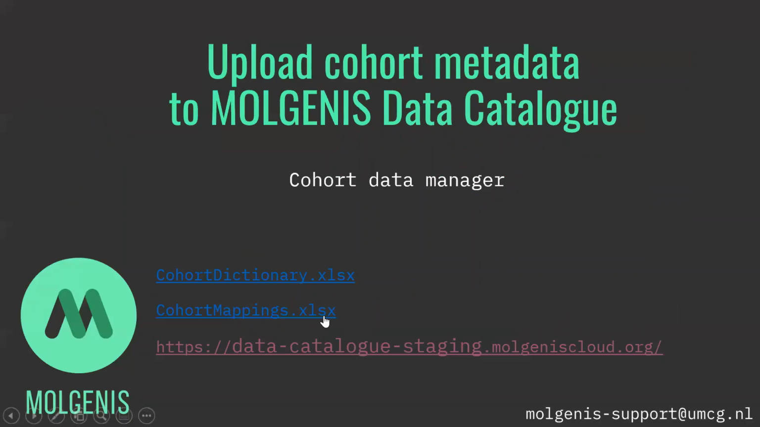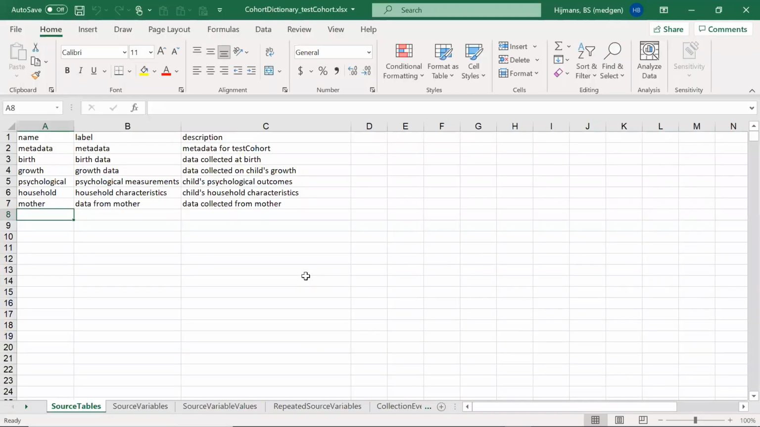You need to fill out templates and upload them to add data to your database. Let's start by filling out the cohort dictionary template. This template consists of multiple sheets. In the sheet source tables, you define your tables. Here I have defined several tables for my test cohort. Each table should at least be given a name, and optionally you can add a label and a description.